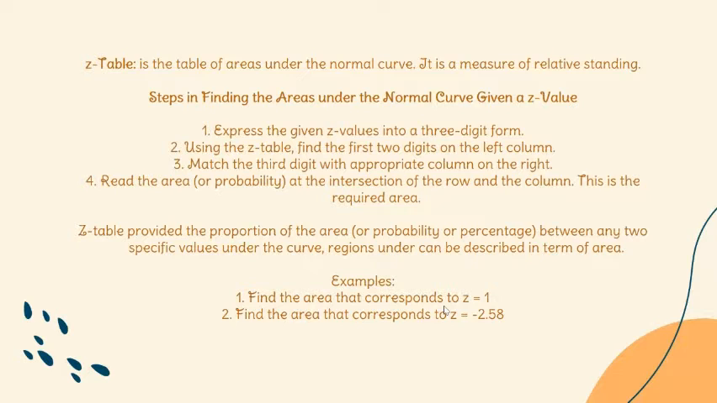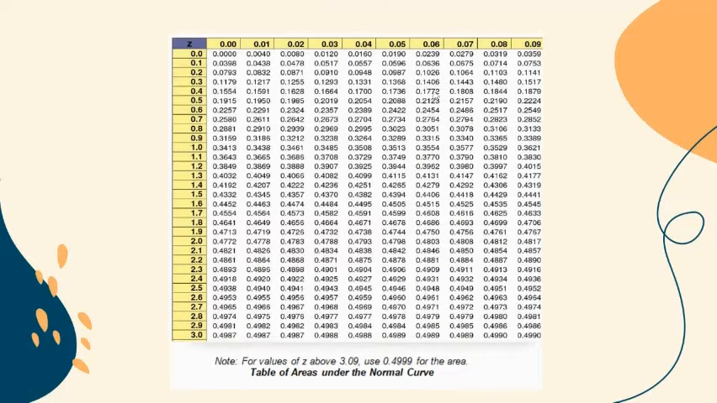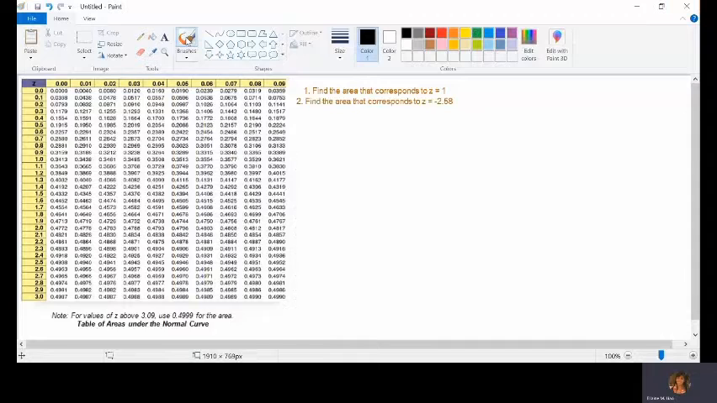The z-table provides the proportion of the area, or probability, or percentage between any two specific values under the curve. Regions can be described in terms of area. So let's have an example to understand this better. This is the z-table that will help you answer the following questions. First example: find the area that corresponds to z equals 1. Finding the area that corresponds to 1 is the same as finding the area between z equals 0 and z equals 1.